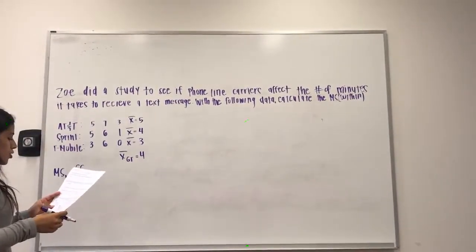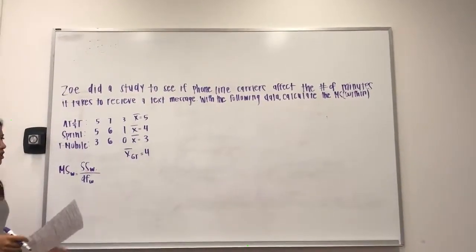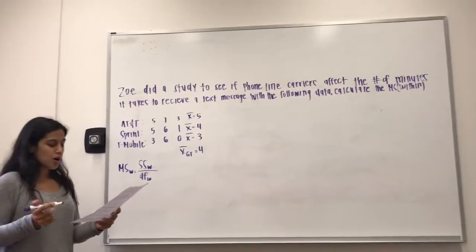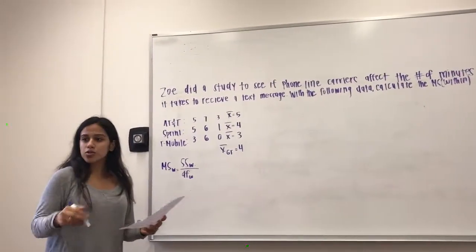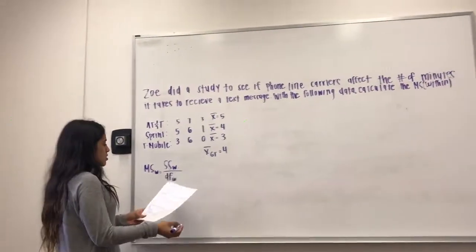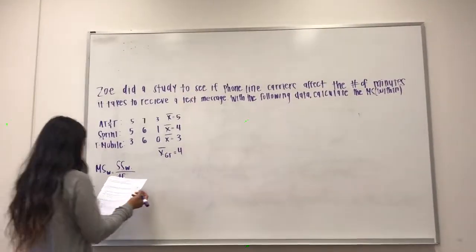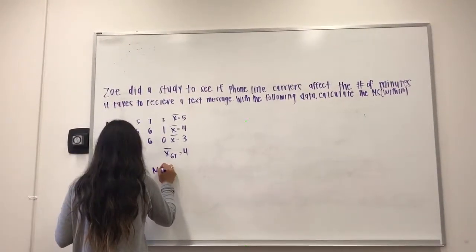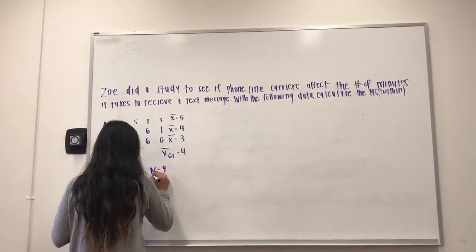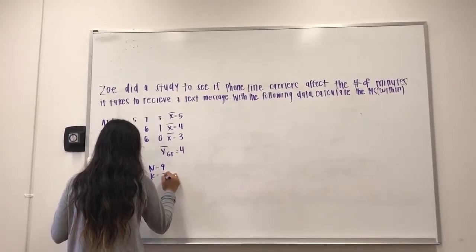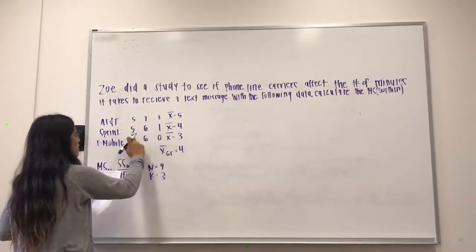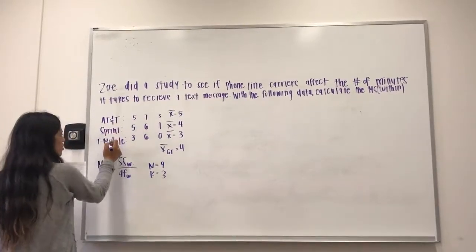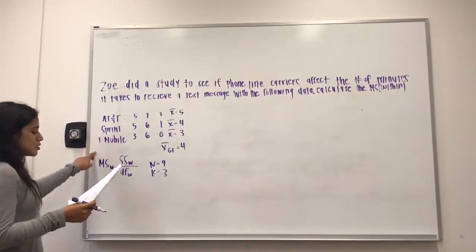Before we go any further, I personally like to find the n and the k, because we'll need that for later on. So n equals 9, and k equals 3. 9 because there's 9 numbers here, and 3 because there are 3 categories: AT&T, Sprint, and T-Mobile.